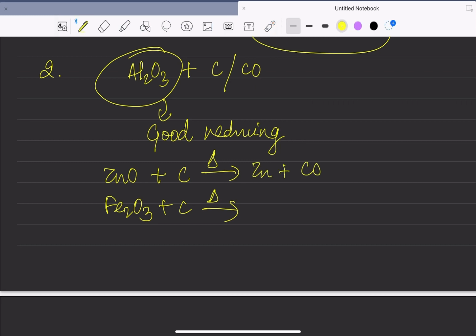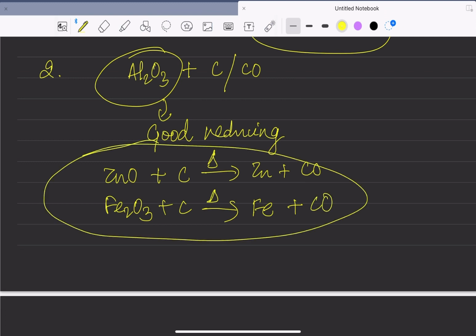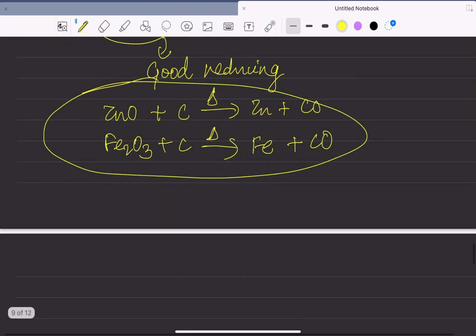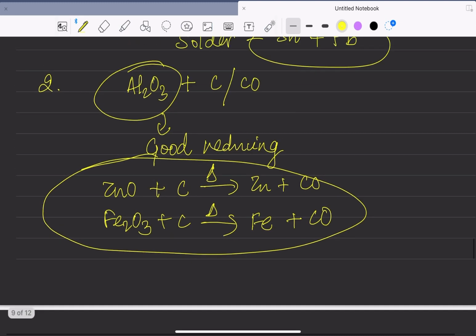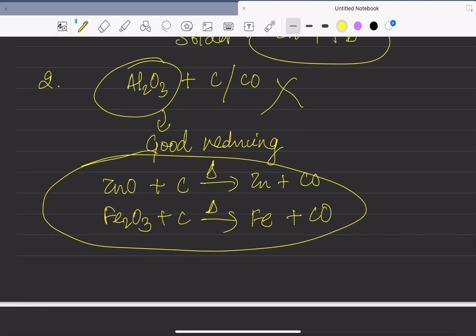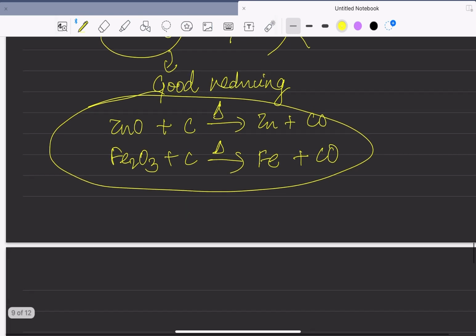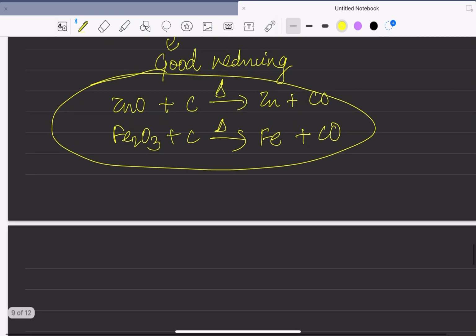Carbon and oxygen form carbon monoxide. Similarly, from iron oxide also, when oxygen is gone, it leaves iron. So this is how iron is extracted, and carbon and oxygen form carbon monoxide. So I've given you the equation also of the carbon reduction process, showing how carbon can be used for reduction of zinc oxide and iron oxide, but not aluminium oxide. Remember, this one is not possible because aluminium itself is a much stronger reducing agent compared to zinc and iron.